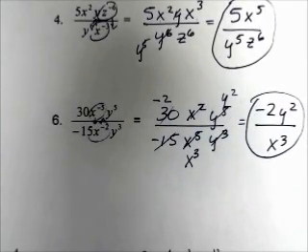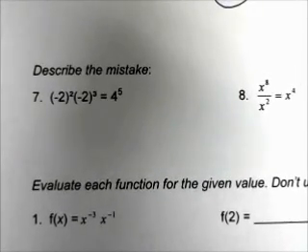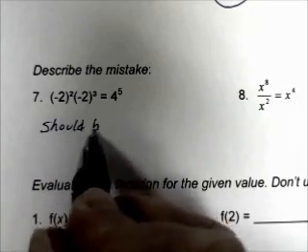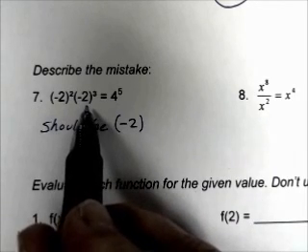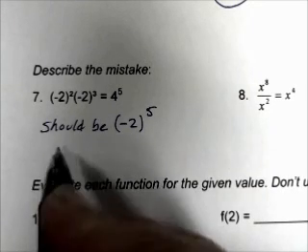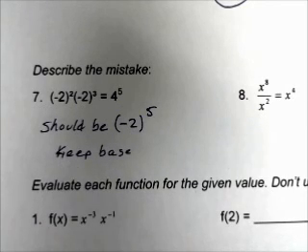Our next group of questions, we want to describe the mistake. In number 7, we have negative 2 squared times negative 2 to the third. Answer is 4 to the fifth. No, that's not correct. Should be same base, negative 2, you copy that. And what do you do with the exponents? You add the exponents. 5. All right, so you remember, you keep the base. You don't do negative 2 times negative 2 and get 4. You copy that base.